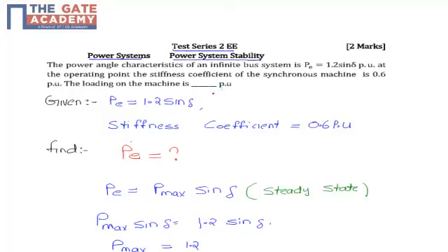In order to find the loading on the machine, first we will calculate the value of rotor angle, that is delta. Then we can find the value of loading on the machine, that is PE per unit.